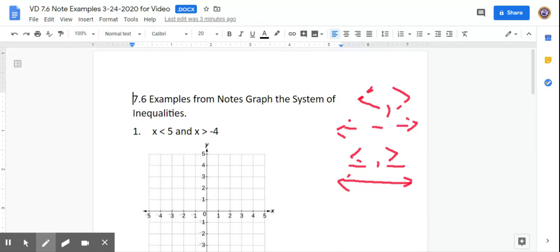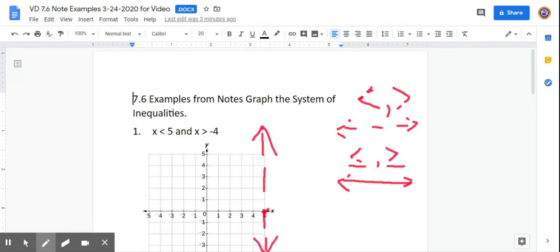So first we have to draw the line x equals 5. Well, that's a vertical line. So we go over to where x equals 5, which is right here. And now we have to draw a vertical line. But before we draw the line, we have to decide if it's going to be dashed or solid. The inequality is less than, so that means we're going to dash that line.